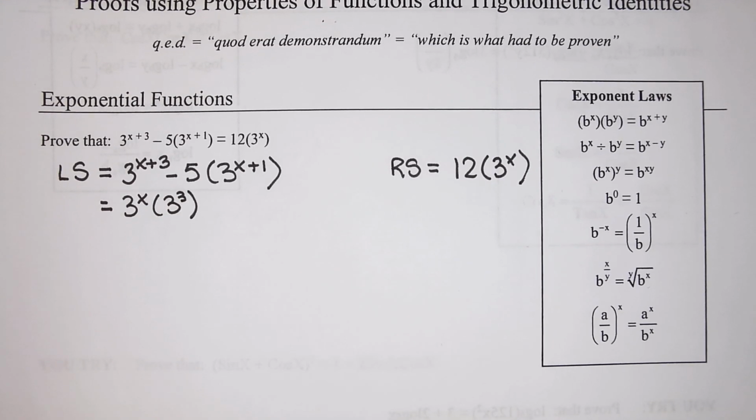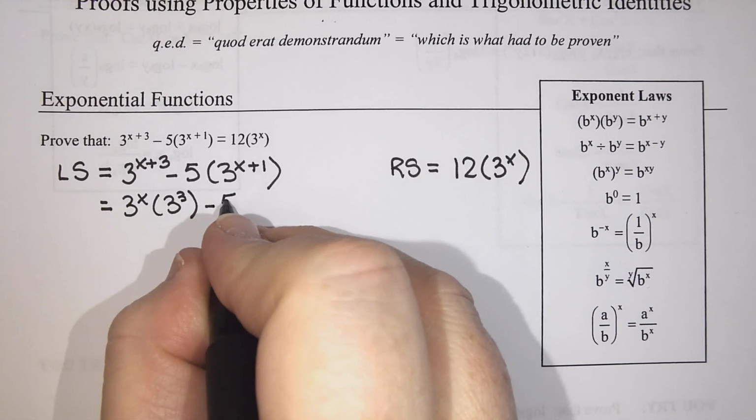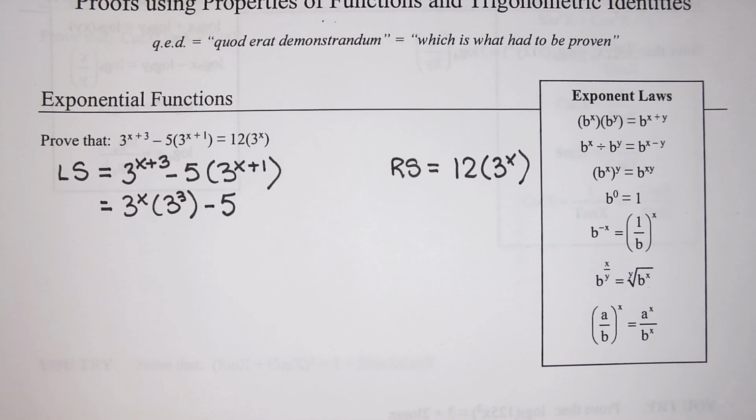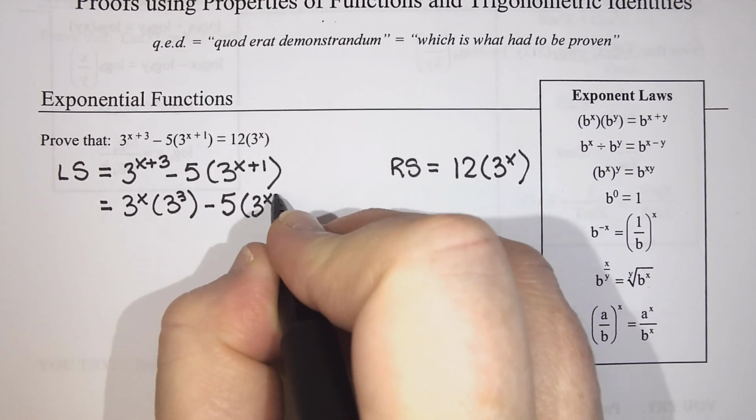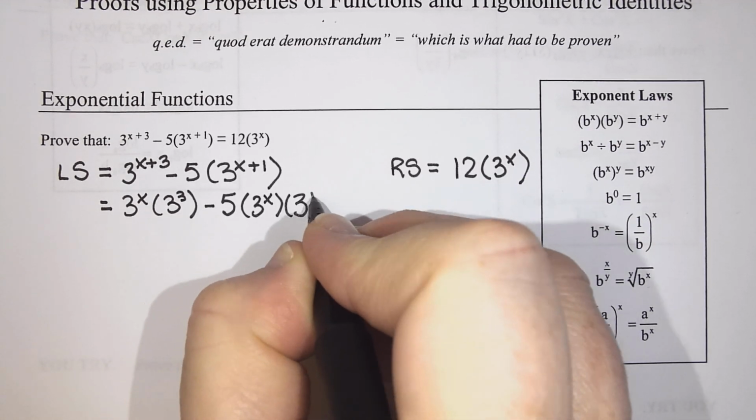And then I'm going to do the same thing with the other one. We're going to subtract 5, that's not going to change. But 3 to the x plus 1, I'm going to do 3 to the power of x, and then times 3 to the power of 1.